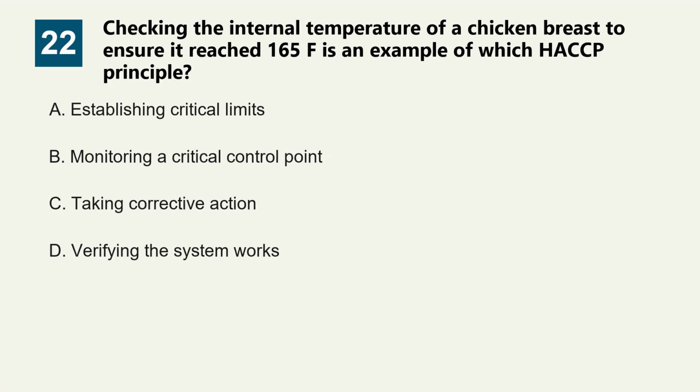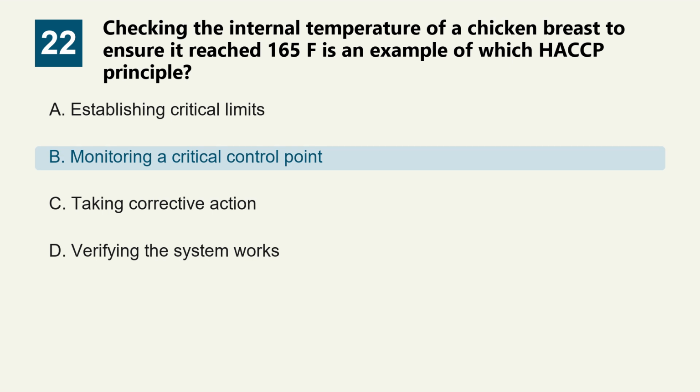Question 22. Checking the internal temperature of a chicken breast to ensure it reached 165 F is an example of which HACCP principle? Option A. Establishing critical limits. Option B. Monitoring a critical control point. Option C. Taking corrective action. Option D. Verifying the system works.